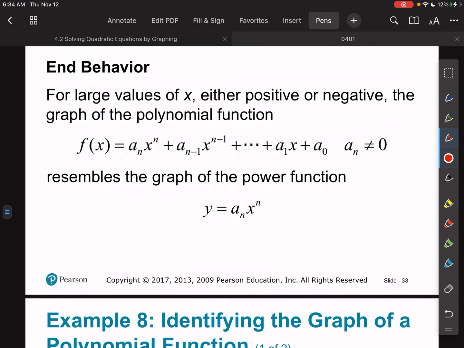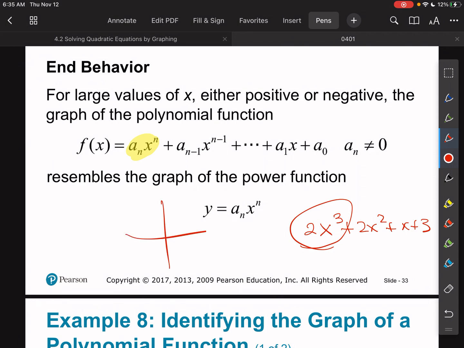In end behavior, we just know that, and I think I've already mentioned this, that whatever is out in front, if you put a polynomial in standard form, the power function in front will tell us what the graph looks like. So if the first term is something like x to the 3rd power, then I know it's going to act like the x to the 3rd function, right? Something that looks like this. It's going to act something like this.